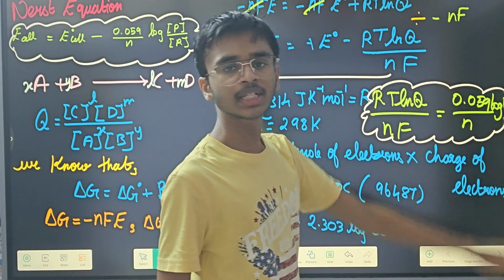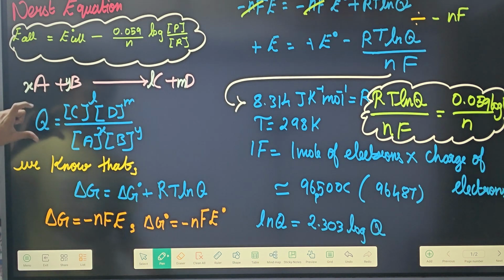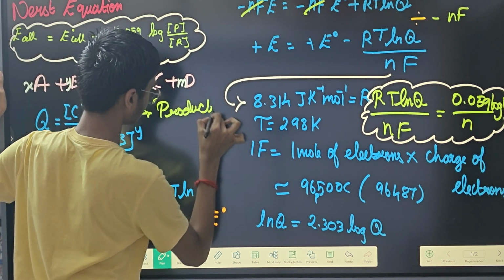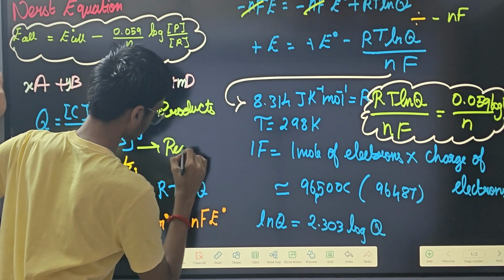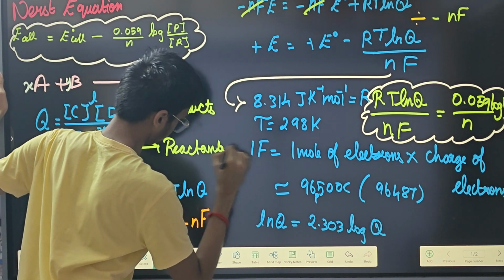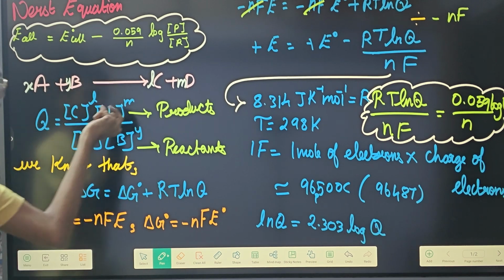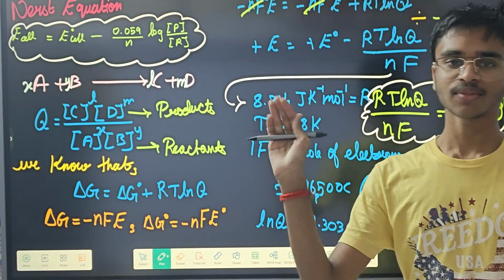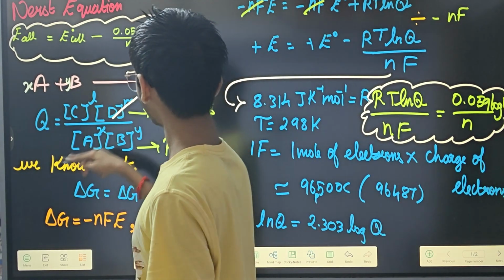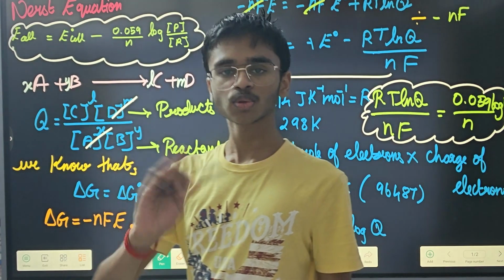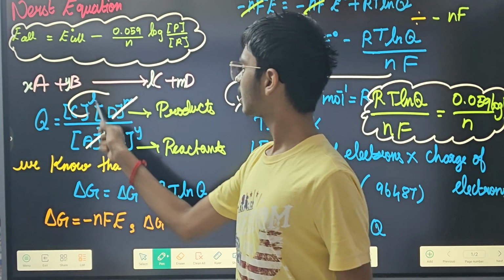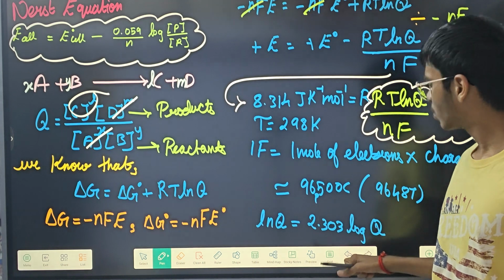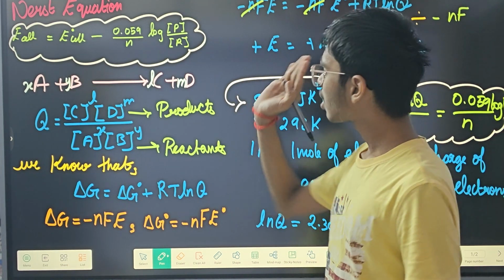Here I have written Q, but it is products by reactants; here it is products and here it is reactants. Amongst these, take those which have a power, that means those which do not have concentration as 1. If here the M value is 1 and here the X value is 1, you can neglect those two values, and other than that you can take this C to the power of L and this B to the power of Y. So this is what the Nernst equation is.